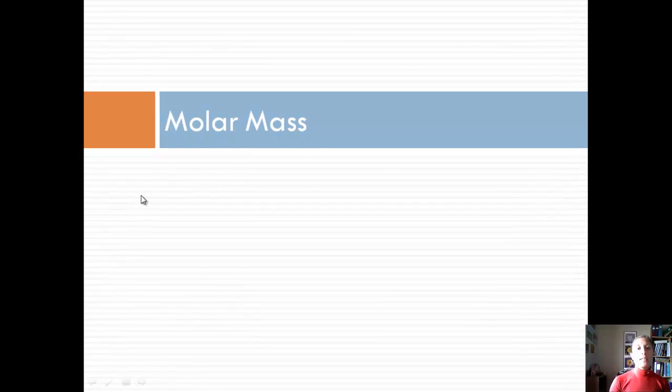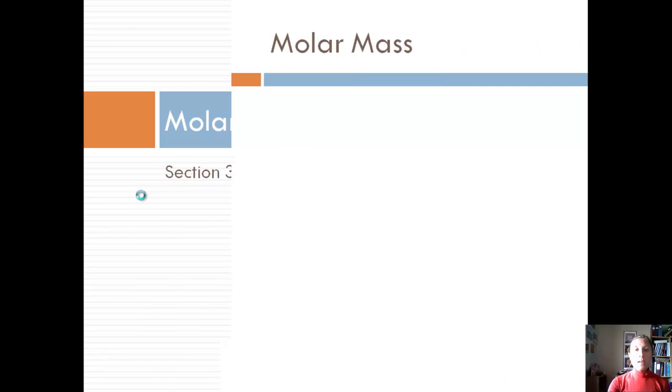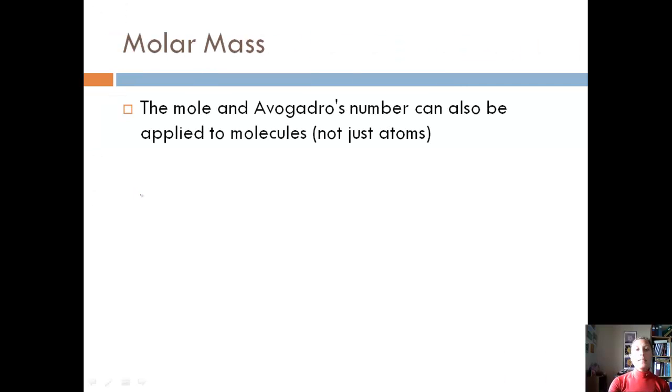So today we're going to discuss the third section of our unit on chemical composition and talk about what's called molar mass. Now, molar mass is very similar to atomic mass, but sometimes we want to apply these ideas to molecules, not just atoms, because there's a lot more molecules around than there are atoms. And so we can take the mole and Avogadro's number and apply it to molecules.